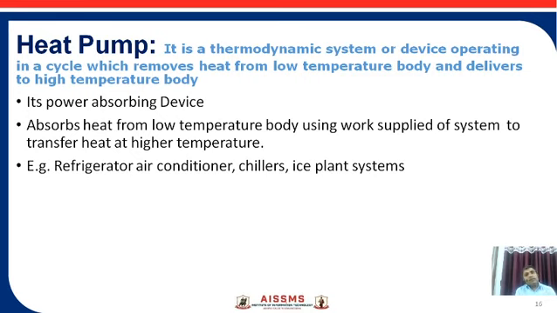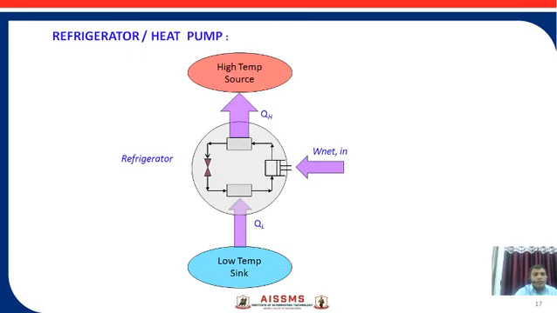And in this case, we are going to supply the work to the system to get the cooling effect. So it's a power absorbing device. It absorbs heat from a low temperature body using work supplied to the system and transfers heat at a higher temperature. Examples of heat pumps are refrigeration, air conditioning systems, chillers, ice plants, etc. Which produces the cooling effect or heating effect depends on the condition.